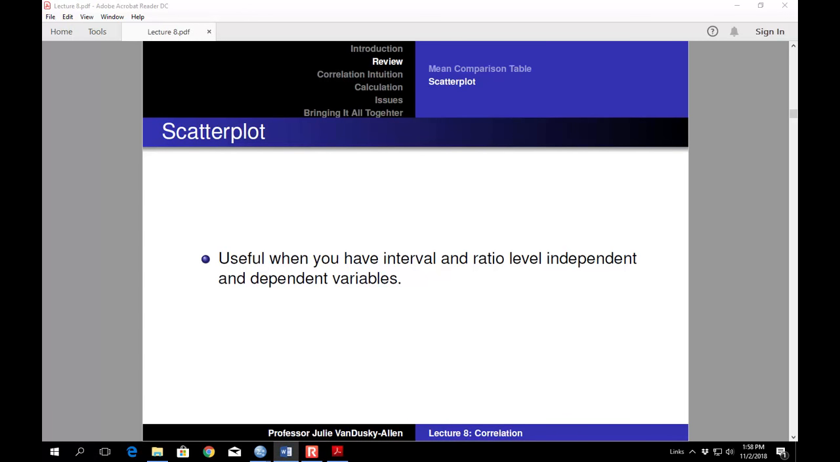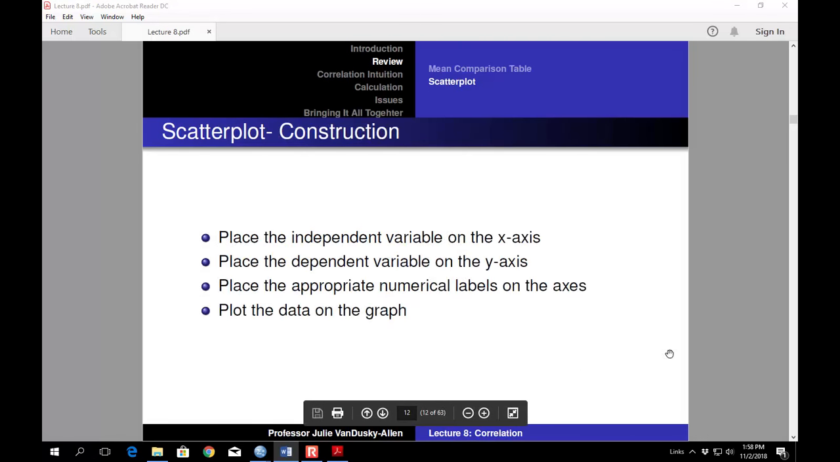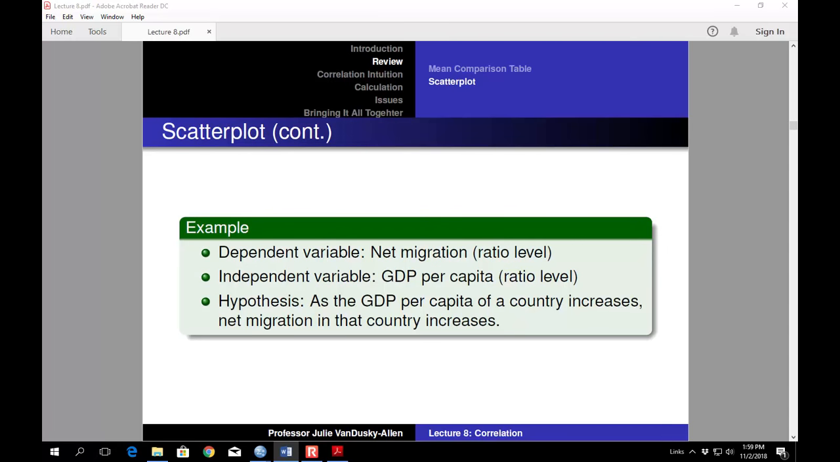Recall that we use scatter plots when we have interval or ratio level independent and dependent variables. In order to construct a scatter plot, place the independent variable on the x-axis, place the dependent variable on the y-axis, place the appropriate numerical labels on the axes, then plot the data on the graph. In order to demonstrate how to construct a scatter plot, I will use the following example.